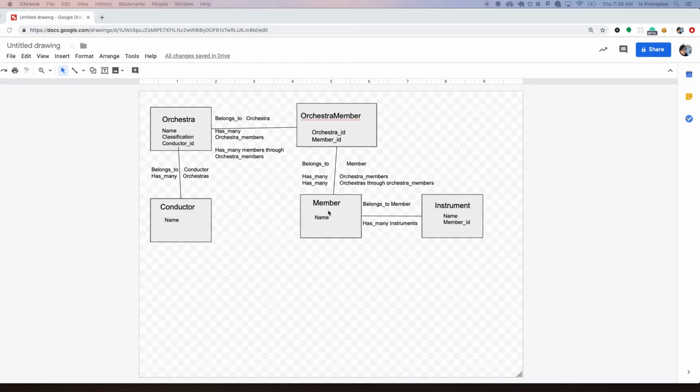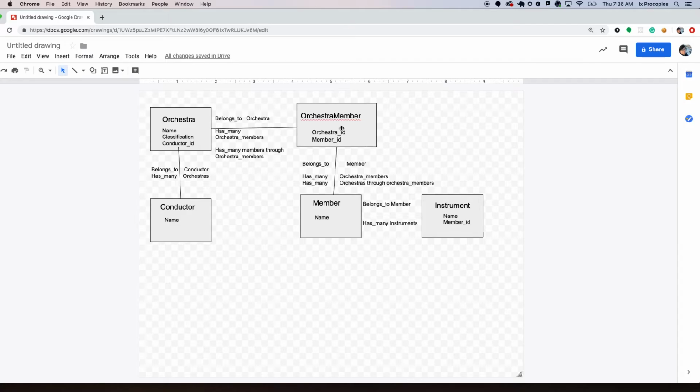So it wouldn't make a lot of sense for the members to carry the ID from the many orchestras, and it wouldn't make a lot of sense for the orchestras to carry the many IDs for the members. It would be easier if there was some connection between the two that held their IDs instead.